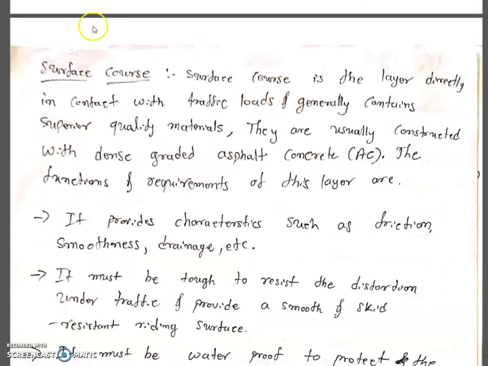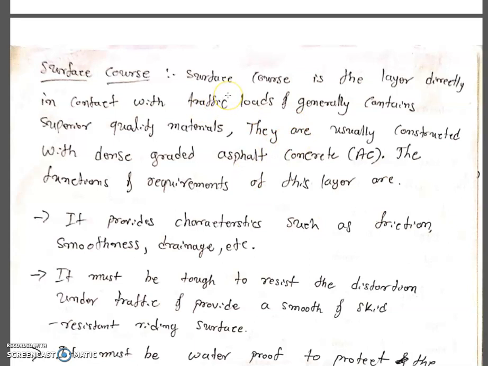The most important is surface course. It is in direct contact with traffic loads. It generally contains superior quality material, that is 6 mm aggregates and bitumen or asphalt. Asphalt concrete means it is similar to bituminous concrete with higher standards. We use the semi-dense bituminous concrete.